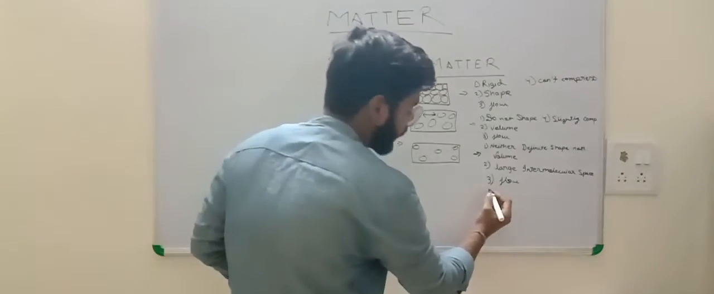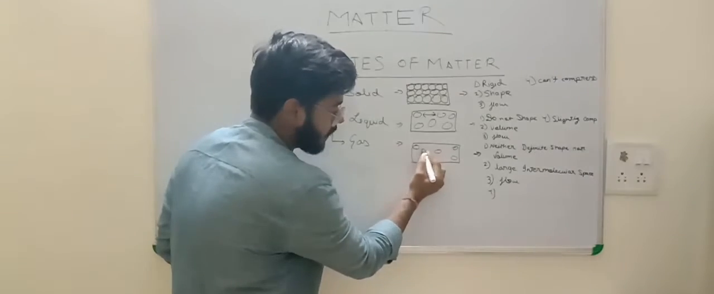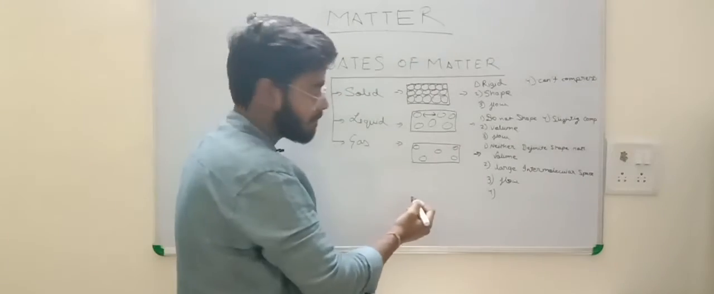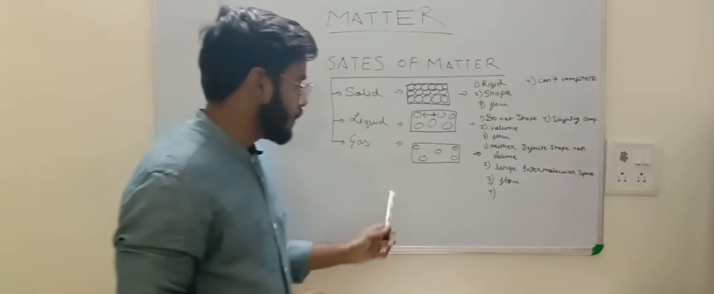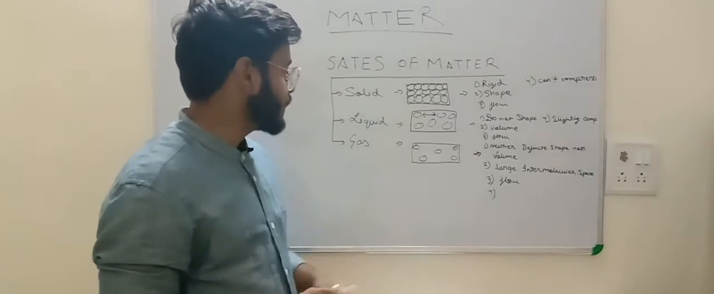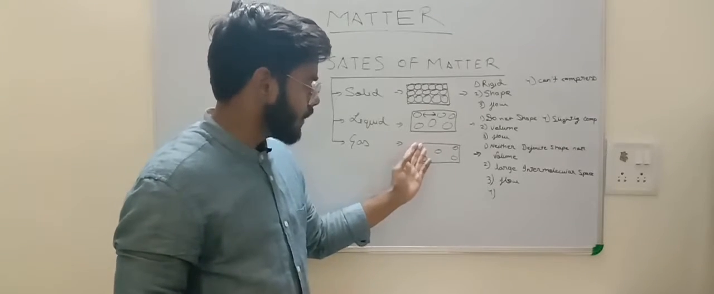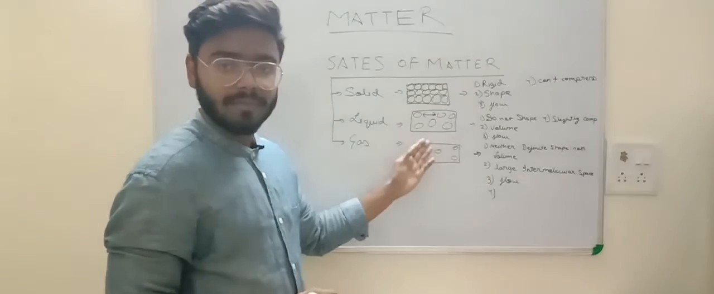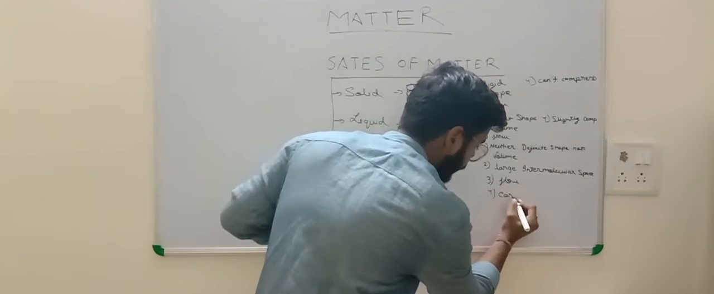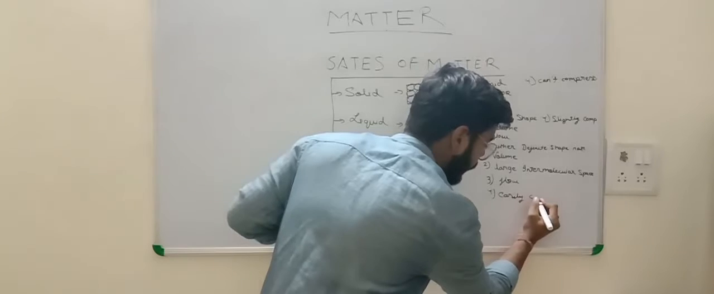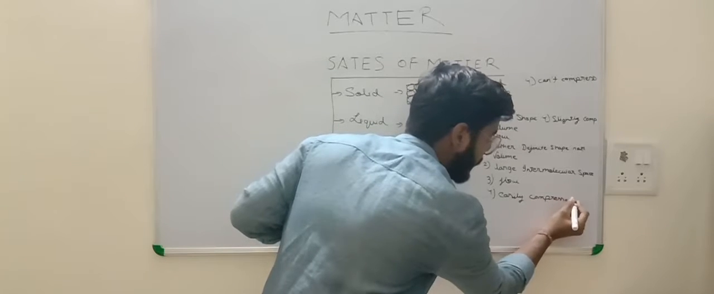The fourth property of gas is they are easily compressed. The gas has a very large intermolecular space, that's why they can easily be compressed. So, easily compressed.